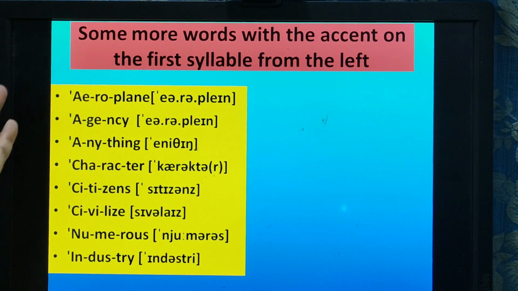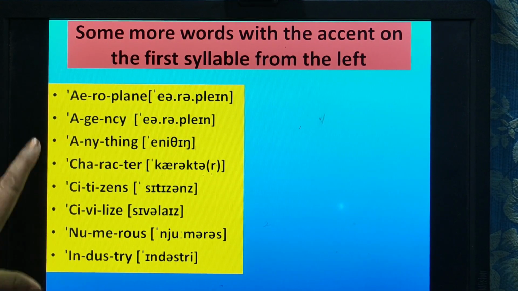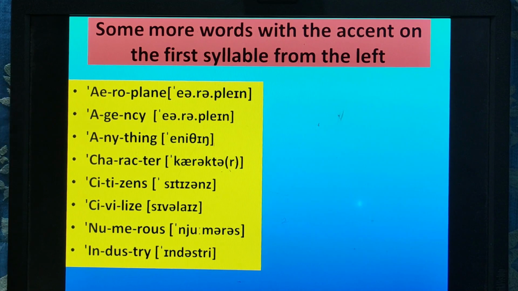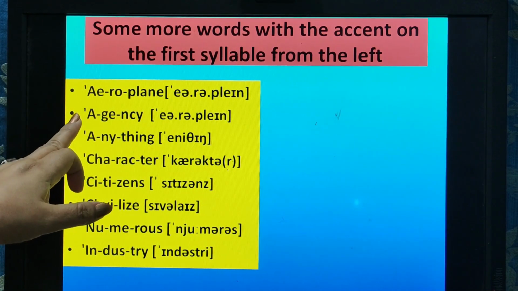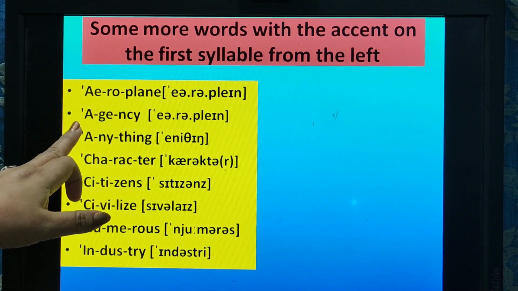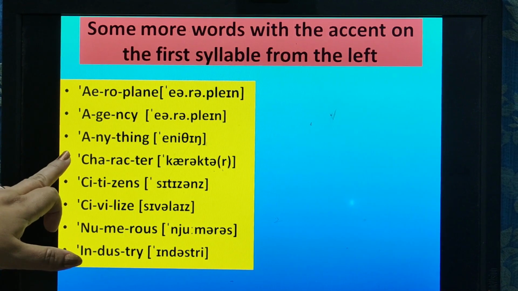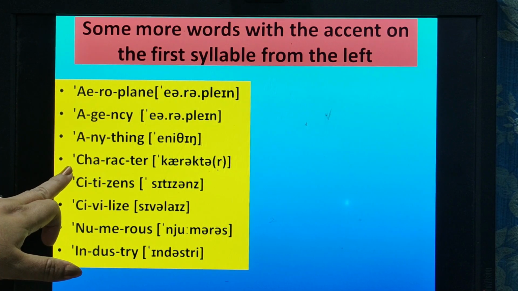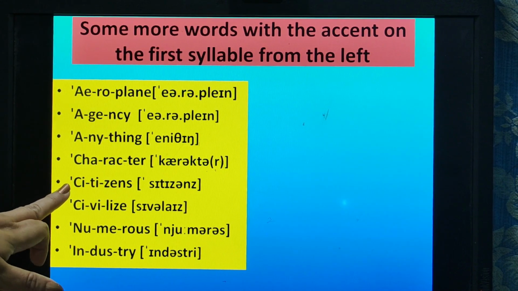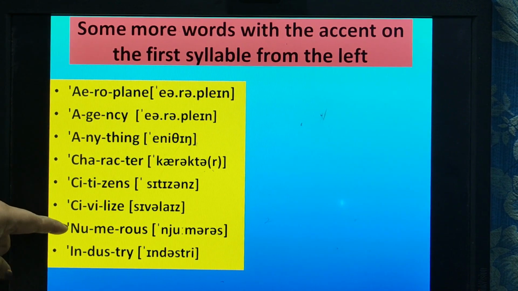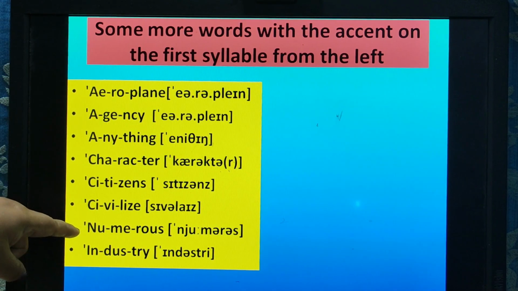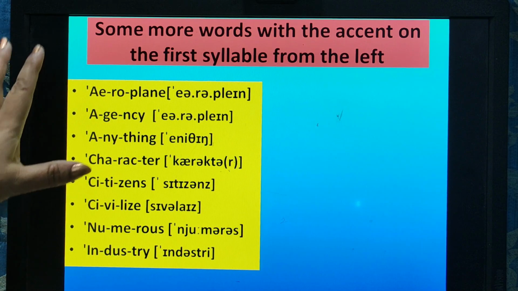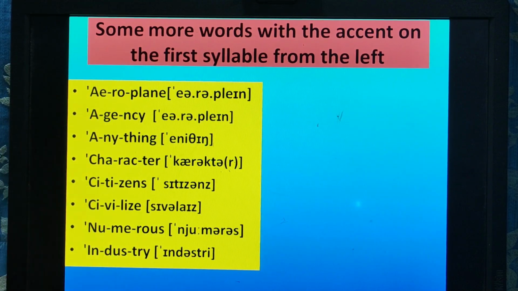Okay, now let us deal with some more words which are normally used in our language, in our lives in fact. Like aeroplane, agency, anything, character, citizen, civilize, numerous, industry. So this is the way you go about pronouncing these words.